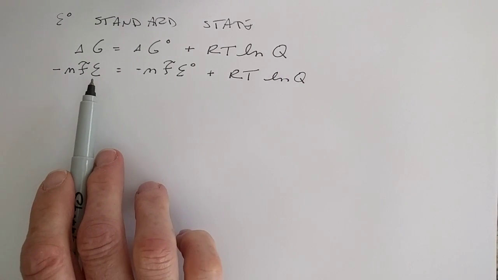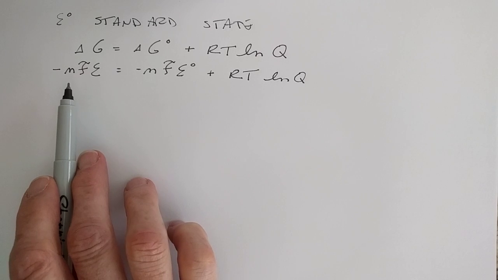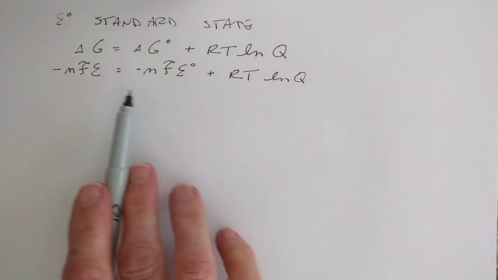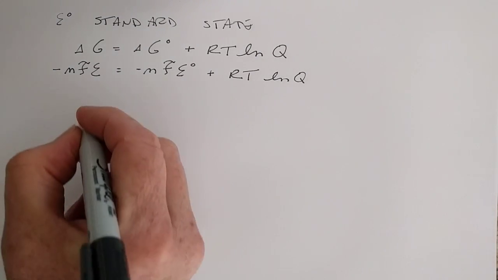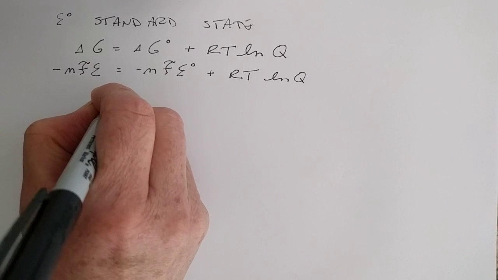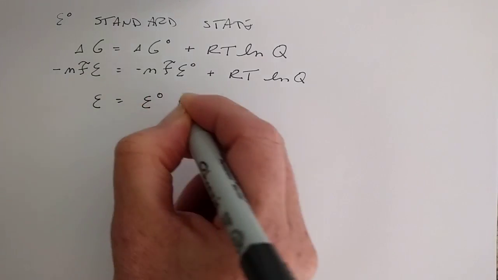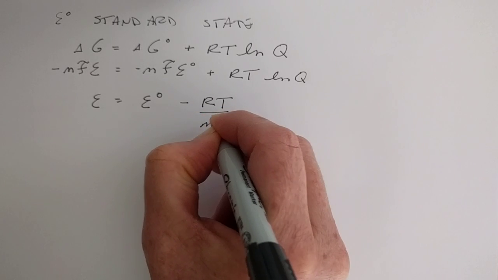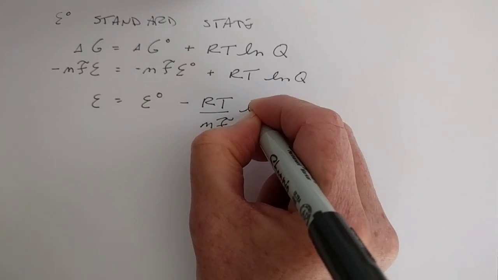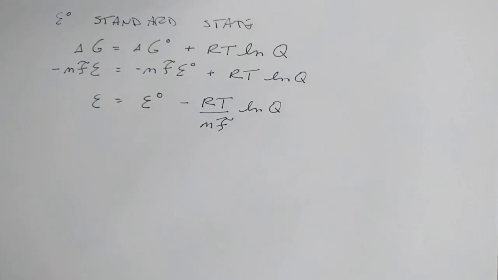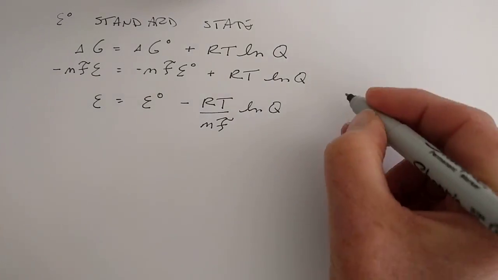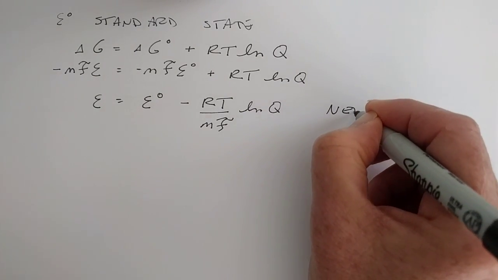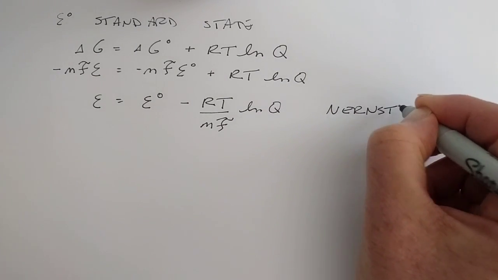We want to get E by itself, so we're going to divide both sides by negative NF. And that gives us E equals E0 minus RT over NF, the ln of Q. This is the Nernst equation.